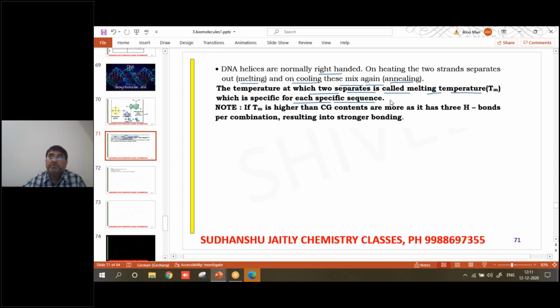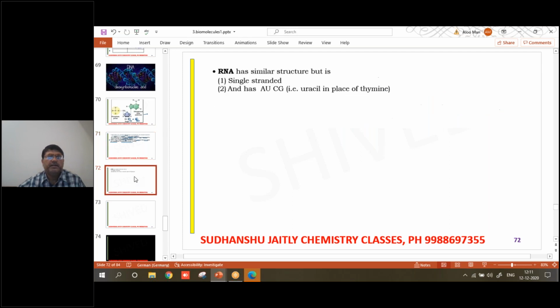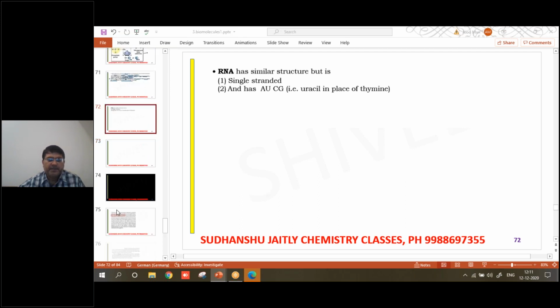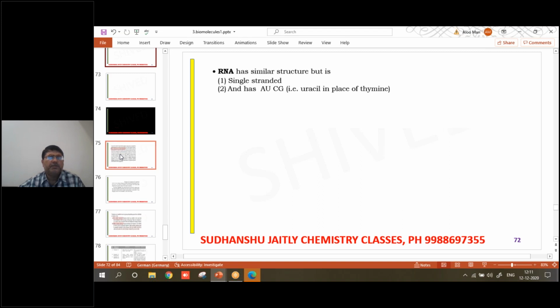Why? Because the number of double bonds or triple bonds will be different, and hence this is going to be different. You can say this is a signature of the DNA of different beings. If the melting point is higher, then CG contents are more, as it has 3 hydrogen bonds, resulting in what? Stronger hydrogen bonding is going to be there. Right? We did this also. RNA is similar, except it is found as a single strand. Right, बेटे? थोड़ा सा, but not less important.